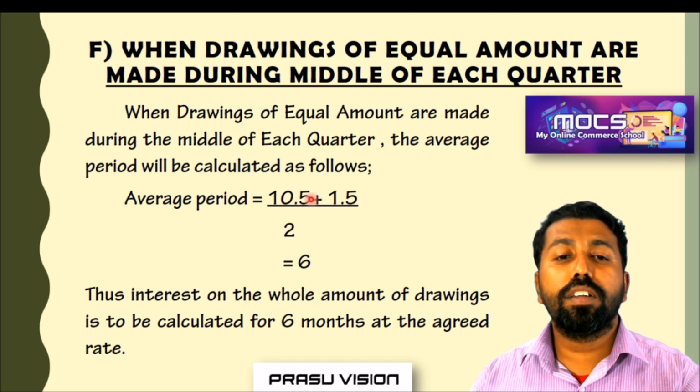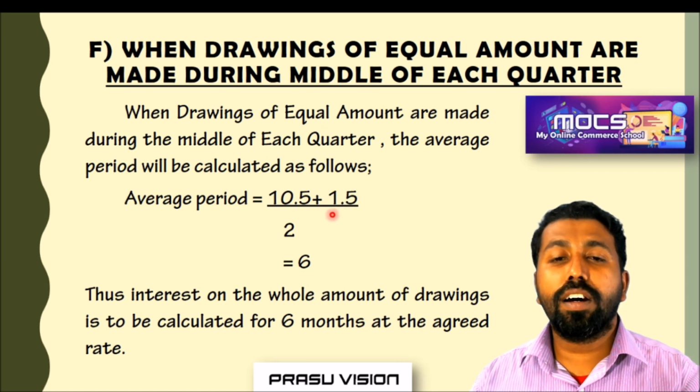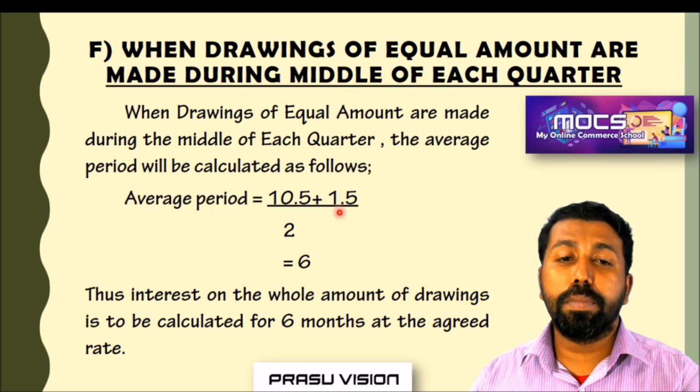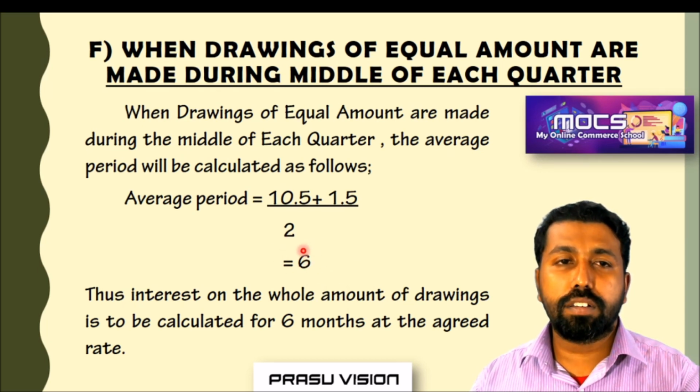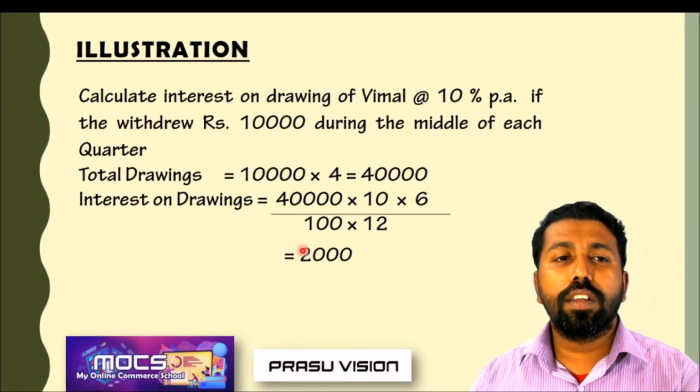It may be in the middle of February. So remaining months, 12 minus 1.5, 10.5. And in the middle of the last quarter, middle of November, remaining months 1.5 months. So 10.5 plus 1.5 divided by 2, which means 12 by 2, 6 months. So when the drawing is made quarterly and in the middle of the quarter, then average period is equal to 6. Remember the average period concept. So there is no change in the problem.